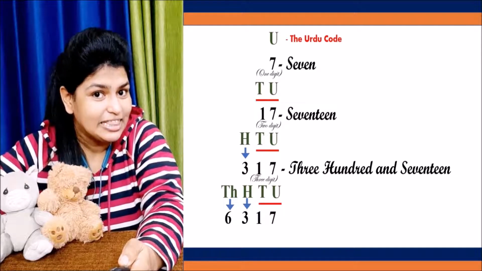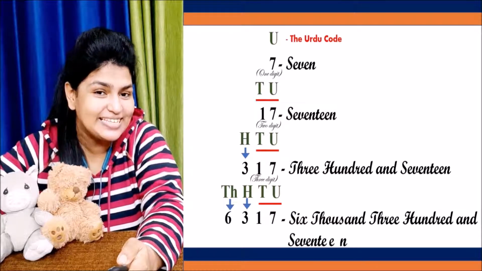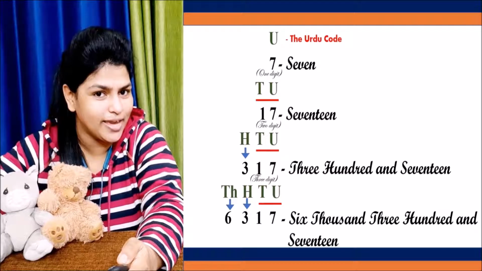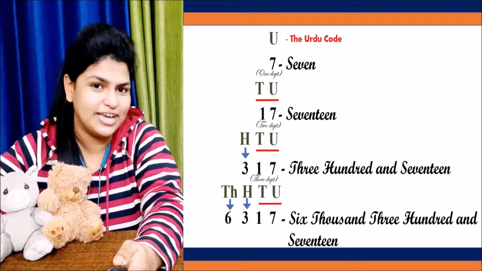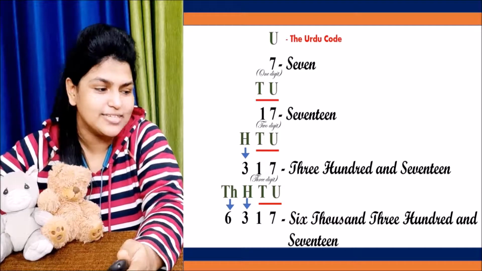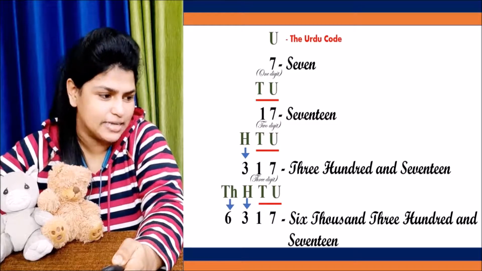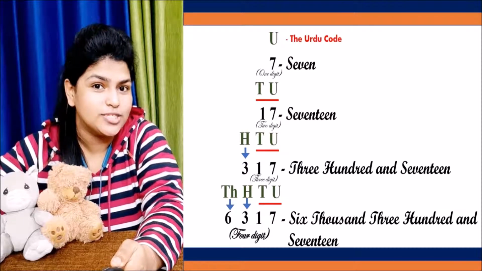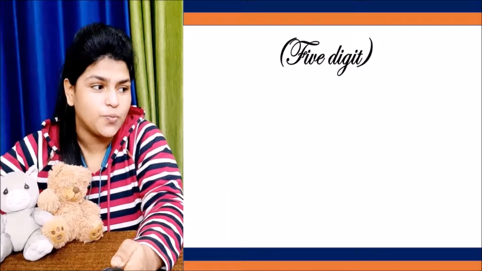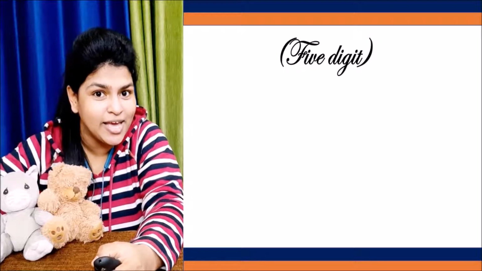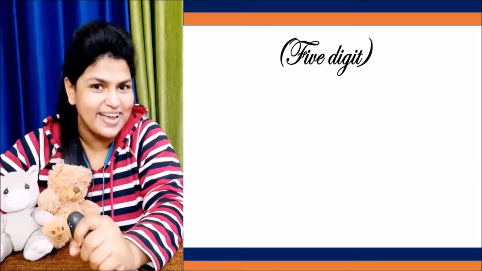So 6,000, 317. Okay? The number under 1,000 you will take separately. The number under 100 you will take separately, alright? So this is how we write in words. And this was your 4-digit number. And now, let's move on to the main thing. 5-digit number, where you will see another set of best friends. Eager to see? Well, even I am.